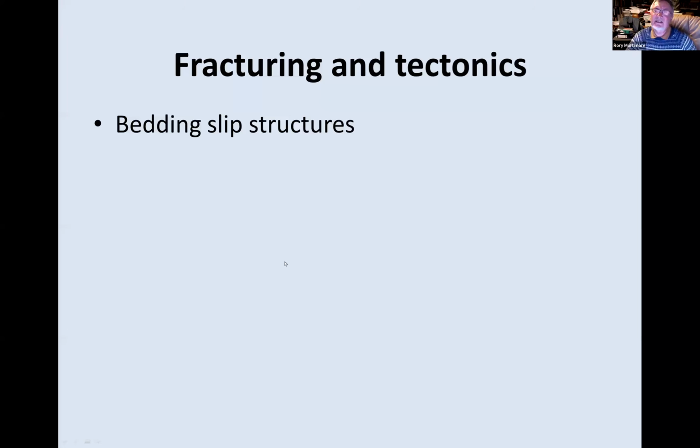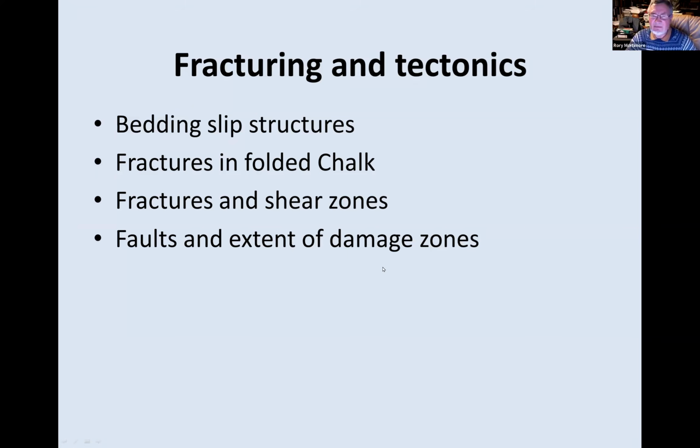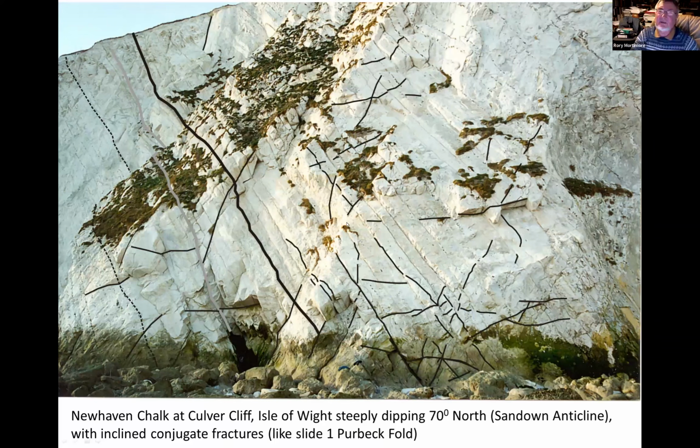Fracturing and tectonics. Bedding slip structures, we'll have a look at that. Fractures in folded chalk, well, we saw a bit of that earlier. Fractures and shear zones, faults and extent of damage zones. Now, damage zones are the sorts of things that the hydrocarbon companies and groundwater people need to know. What are the scale and size of damage zones along faults? And strike slip structures.